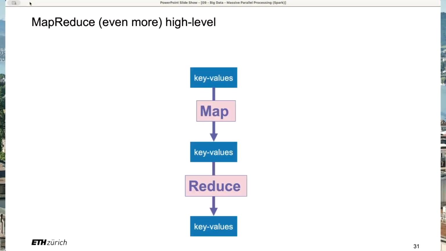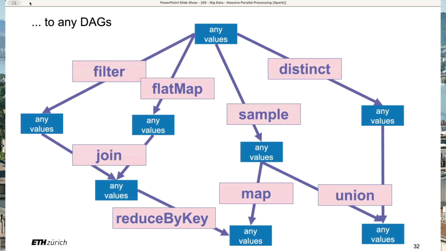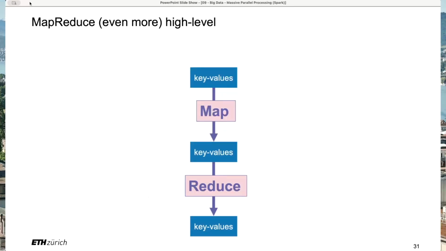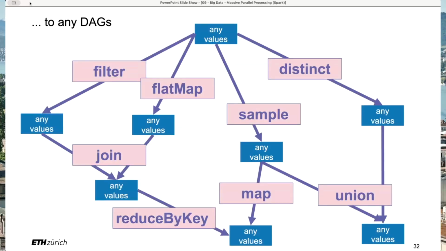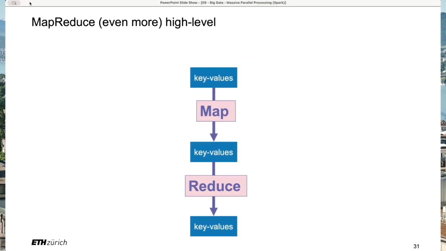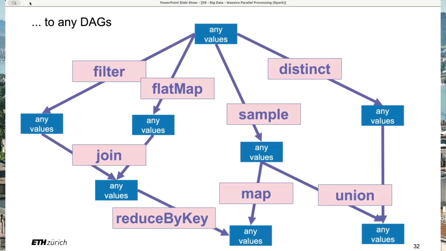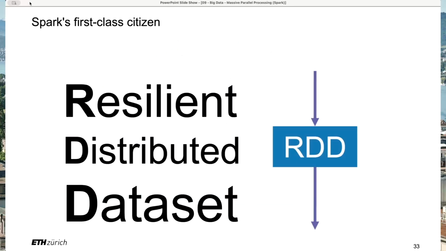So 3 differences from here to here. First, it's not just a 2-phase mechanism. It's a generic DAG, directed acyclic graph, the one I never remember. Second difference, it doesn't have to be key value pairs everywhere. Now we just have anything, even if it's not a key value, that's fine, just a collection of any values. And third difference, instead of just map and reduce, we have a whole menu of something like 30 different transformations that you can put in there. Well, this is basically Spark. This is how it works on the logical level.